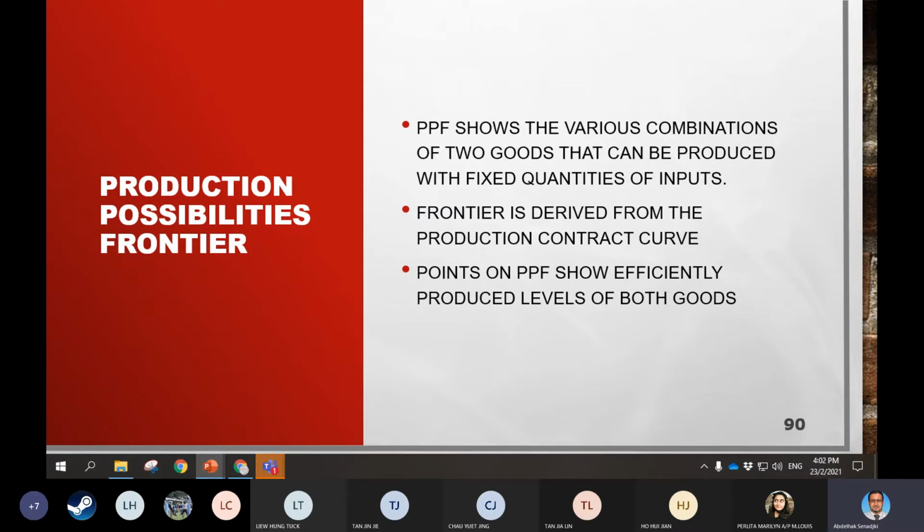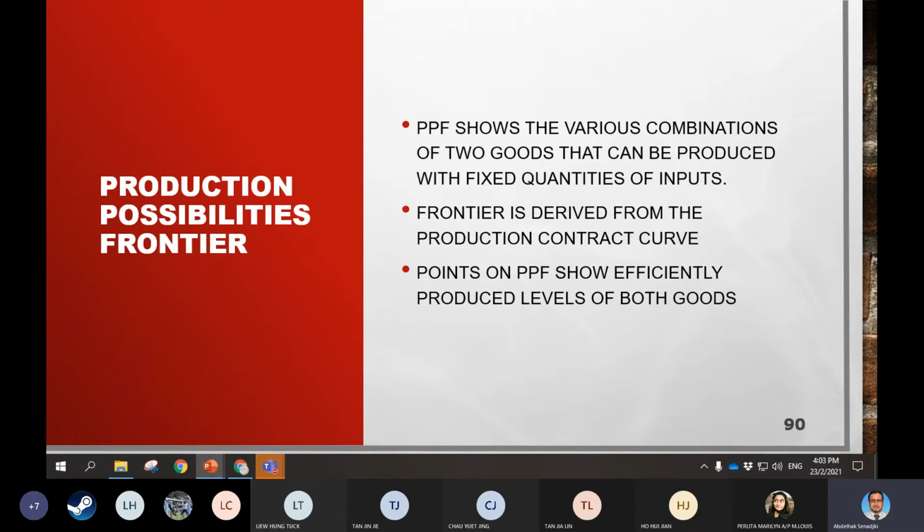And the points on the PPF show efficiently produced levels of both goods. It means that when we choose a combination between goods X and Y, if that combination is along this production possibilities frontier, we are producing at the efficient level. If we are producing at a point which lies below that line, we are inefficient, which means that we can improve. We are not using our inputs efficiently to produce our output, so we have less output.